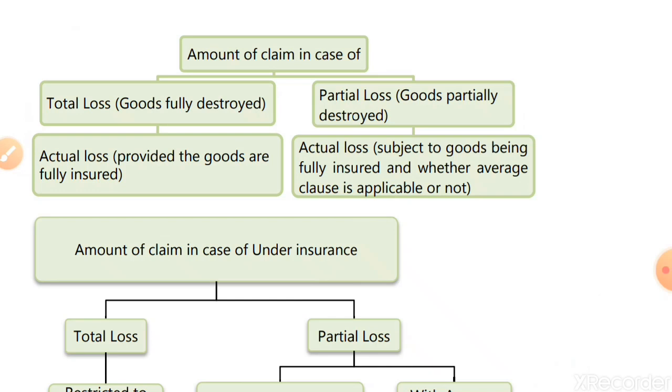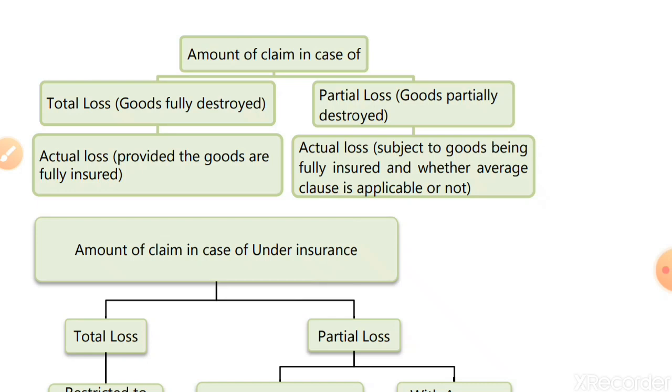So partially only goods have been lost. Actual loss, subject to being fully insured or whether the average clause is applicable or not. That is the thing. When goods are partially lost from the total closing stock, we will deduct the salvage stock. So actually how much stock is destroyed, that will be considered.